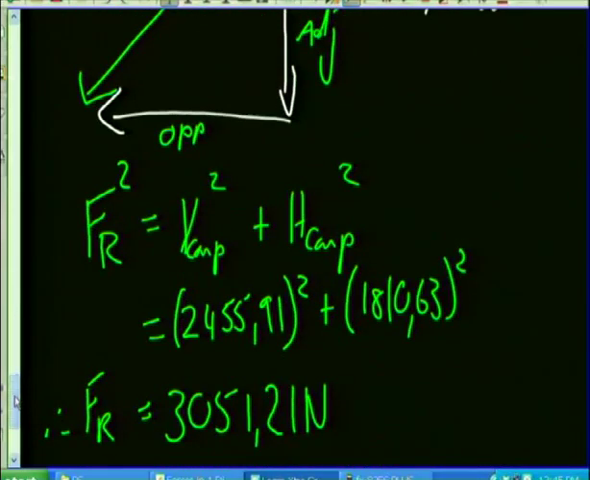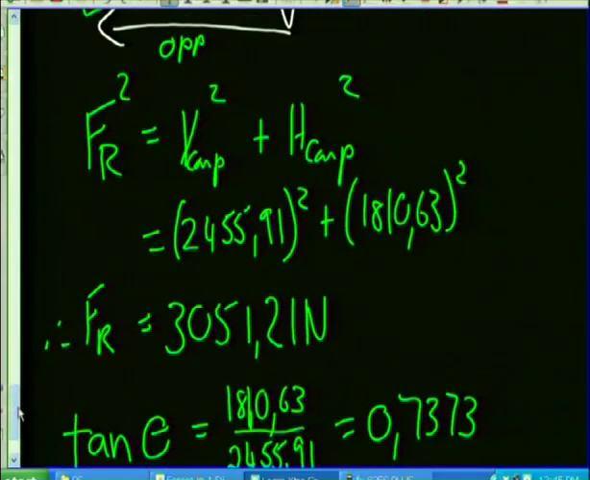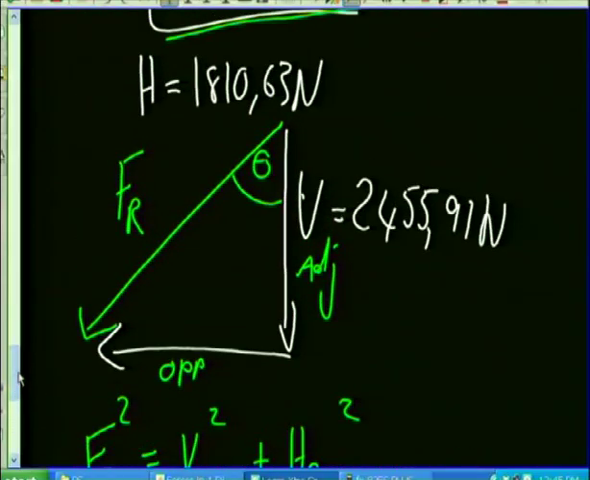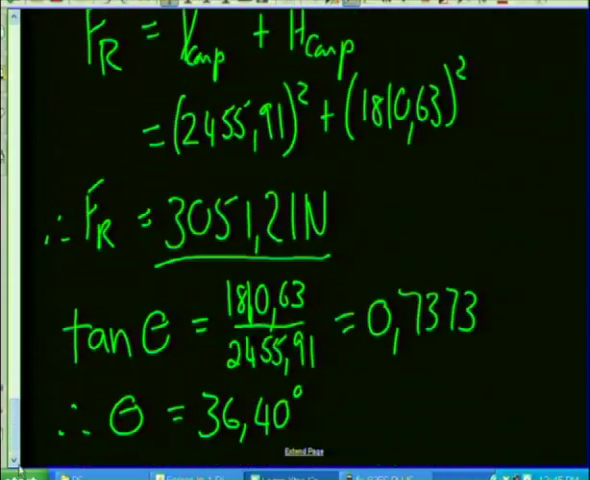And here's my calculation. Using Pythagoras and then taking the square root, I got the magnitude to be 3051,21 newtons. Use tan theta, and I've got 36,4 degrees. So the resultant is 3051,21 newtons at an angle of 36,40 degrees, and that's to the vertical. So we must make sure that we say to the vertical.